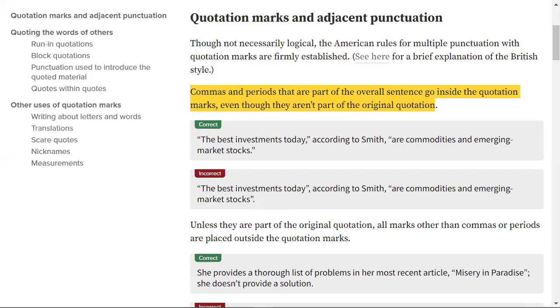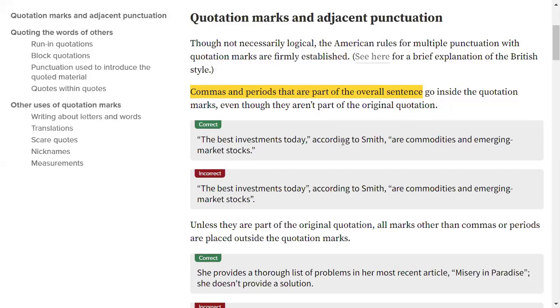Many people have confusion, and I see many students who write the information and then put the punctuation mark. Remember that it's not correct. It would be incorrect. So why? Read this: commas and periods are part of the overall sentence.